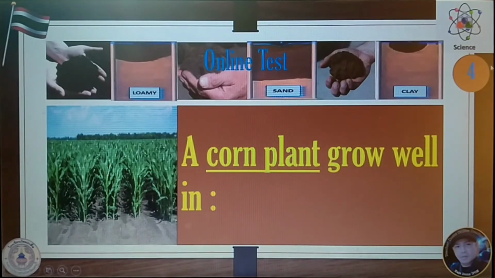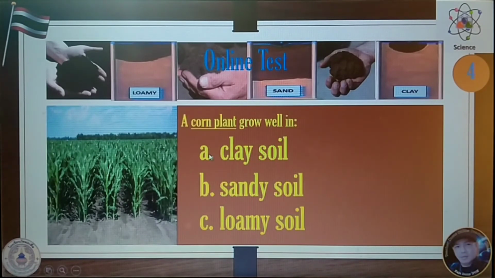Online test 4. A corn plant grows well in A. Clay soil, B. Sandy soil, C. Loamy soil.